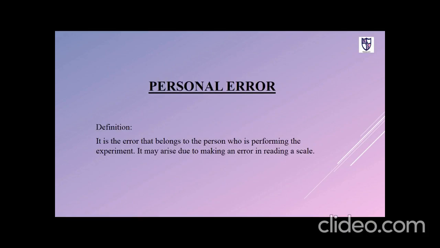Personal error. It is the error that belongs to the person who is performing the experiment. It may arise due to making an error in reading a scale. In order to record a reading from a scale, you have to line up the object you are measuring with the scale and hold your eyes in one particular position for making a correct observation. It is minimized by taking some careful precautions or by adopting some proper procedure.